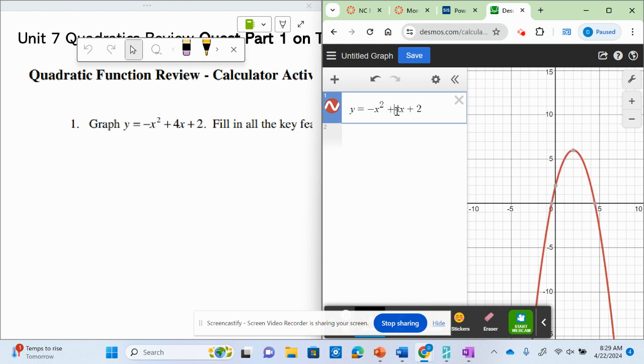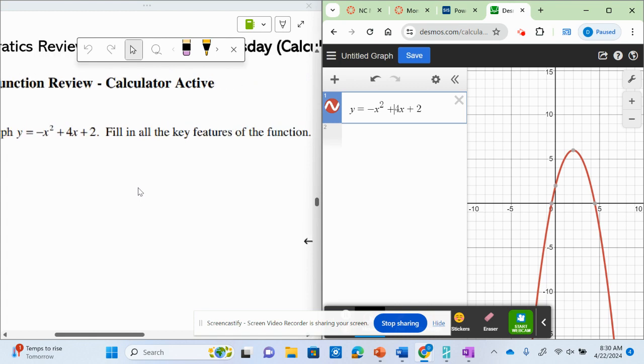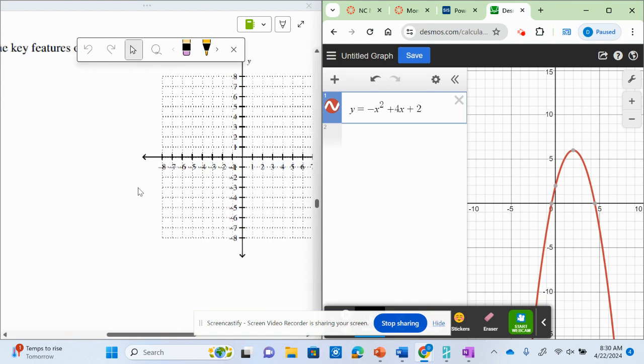So what are we looking for? What are all the key features of our graph? It says fill in all the key features. Well, all of the key features are the points that are highlighted on your paper, right? You guys see that? So where do you want to start? AOS and the vertex. Yeah.